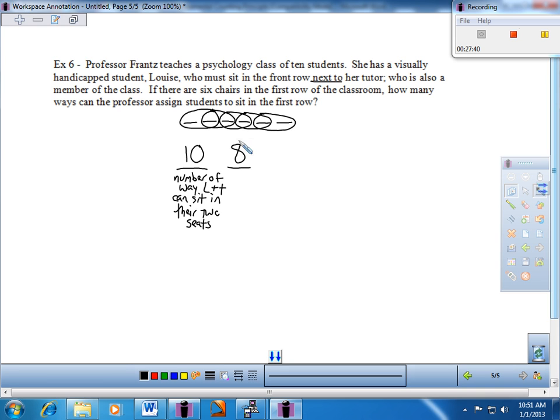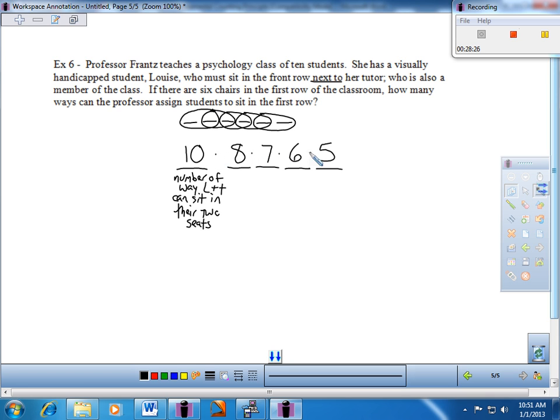All right, next one. Out of the 6 seats, you've got Louise taken care of, the tutor taken care of, and 1 other student taken care of, with 3 seats left. So for the 4th seat, I'm seeing that there are only 7 students left to occupy it. Now the next task is to get somebody in that 5th seat. 4 people down, 6 left. And then last but not least, the 6th seat. 5 people down, 5 left. And I think that does it.